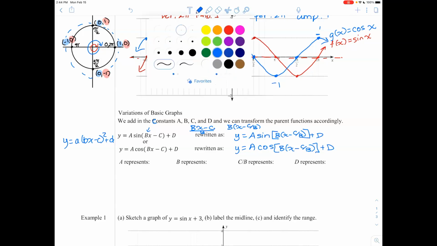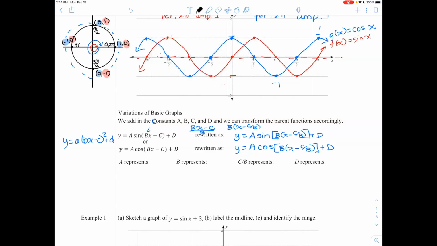So I'm going to just start with my black pen here. So a is outside the parentheses, if you notice. So that means it's a vertical action. Okay, and if a is greater than the absolute value of 1, it's going to vertically stretch your graph. If a is less than the absolute value of 1, meaning it's a fraction, it's going to vertically compress.